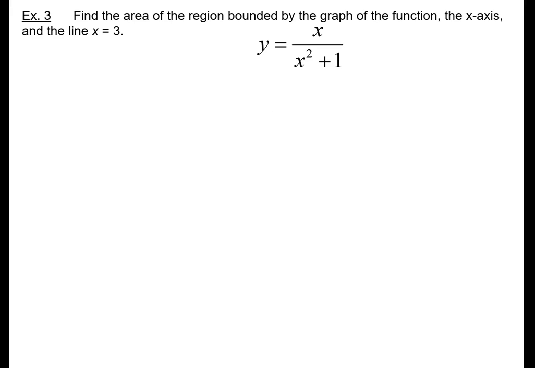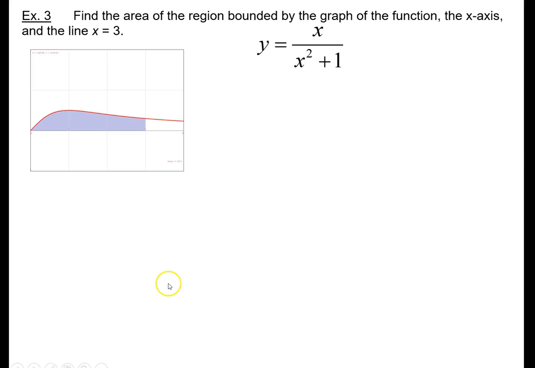Find the area of the region bounded by the graph of the function, the x-axis, and the line x equals 3. So the function is y equals x over x squared plus 1. So I'm going to draw a picture of it. You can use your calculator or Desmos to help you. And we're looking at the function in red there, and we want it bounded by the x-axis right here and the line x equals 3, which would stop right here. So it goes through the origin, and we're looking at this purple region right in here.